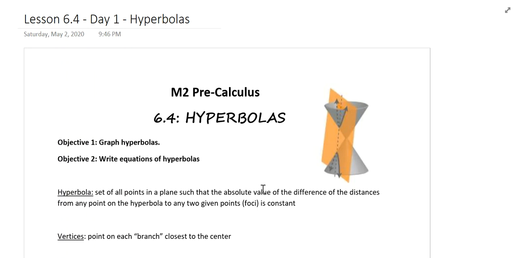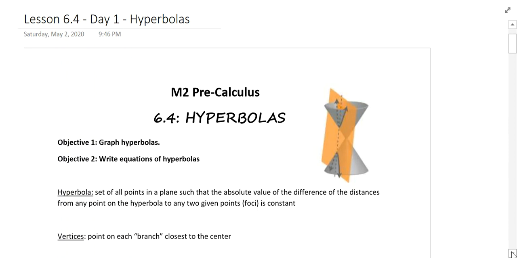It's similar to our ellipse definition, except that this is a difference. In the formal ellipse definition, the sum of the distances is constant. Here, it's the difference. They say absolute value of the difference, which is just saying it doesn't matter which order I subtract them in. We're not going to worry about that net result being positive or negative.